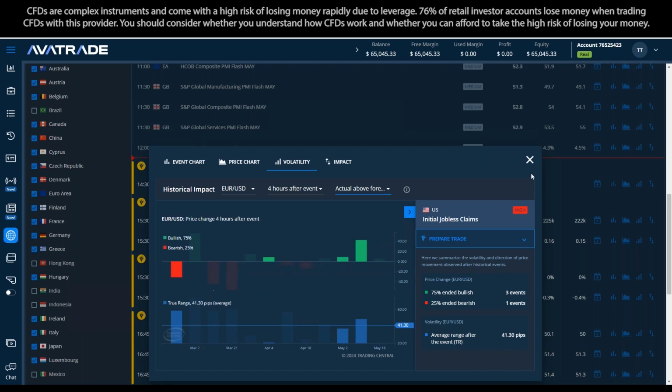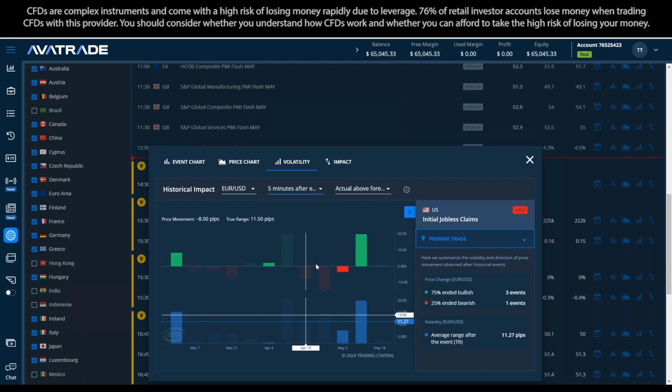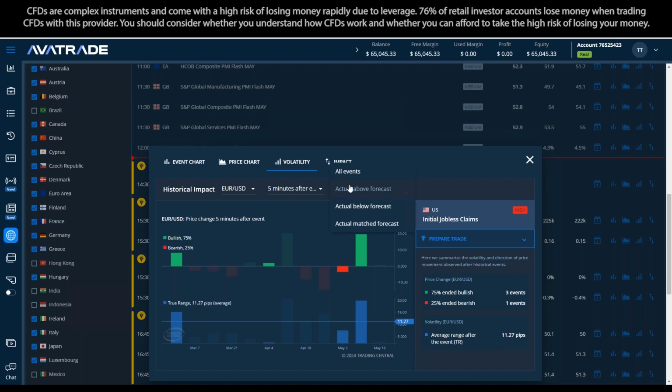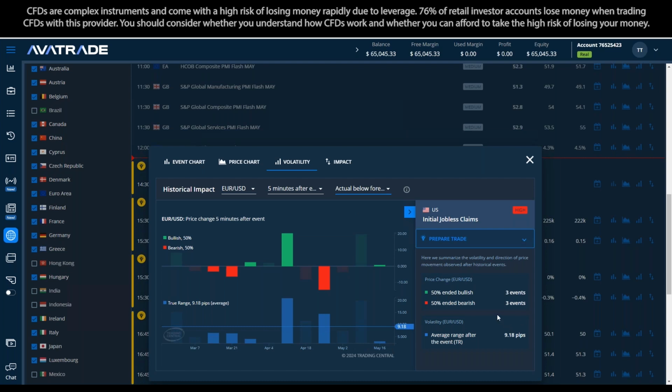Okay, so all you have to do then, if you see the numbers come in, look within the first 5 minutes, how far has it moved and in what direction? We see the average range movement only 11 pips in the first 5 minutes when it's above forecast. When it's below forecast, only 9 pips movement within the first 5 minutes. But after 4 hours, it goes from 9 pips range movement to almost 45 pips range movement.